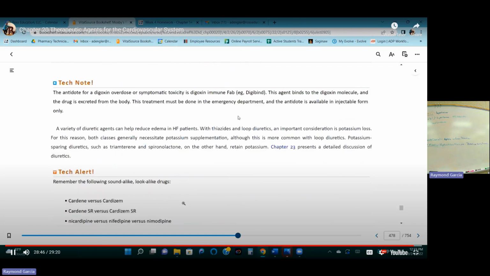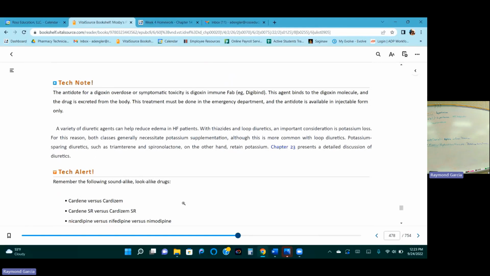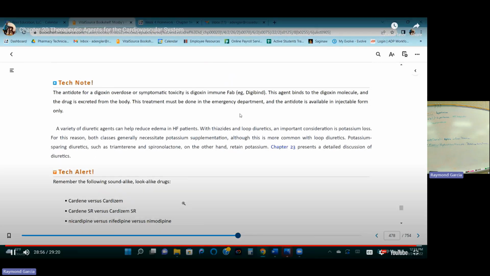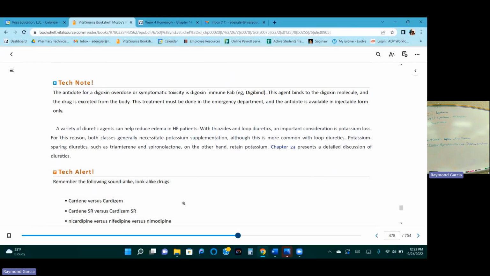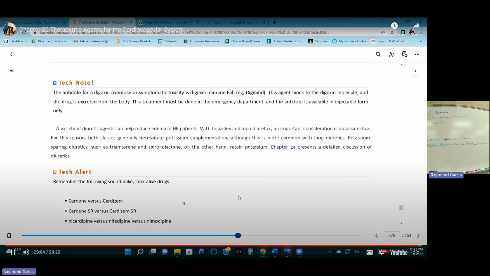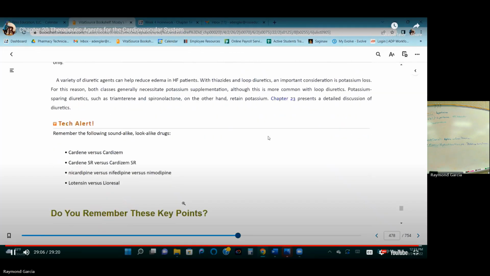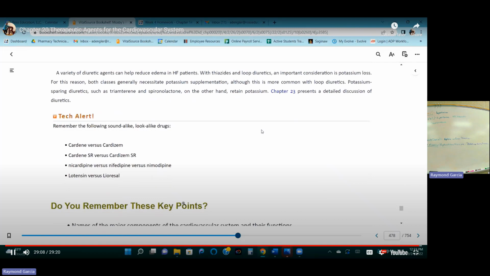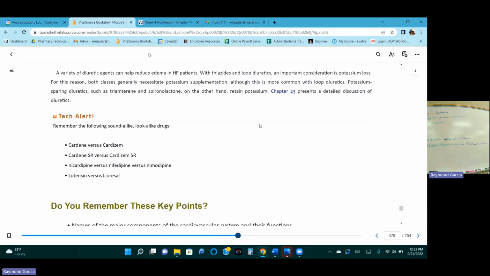The antidote for a digoxin overdose or symptomatic toxicity is digoxin immune fab, Digibind. This agent binds to the digoxin molecule and the drug is excreted from the body. This treatment must be done in the emergency department and the antidote is available in injectable form only. Lastly, take a look at these sound-alike look-alike drugs, Cardene versus Cardizem, Lodine versus Lorazepam.